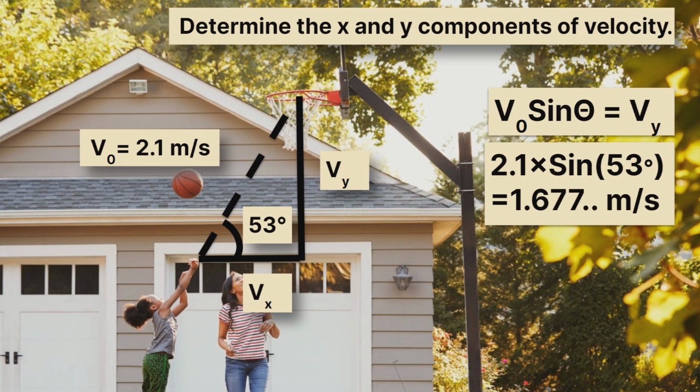Here, we're going to want to keep all of those digits if we're going to use this to solve a problem. Since the problem here is just determining the x and y components of velocity, we can go ahead and round. Because our 53 degrees and our initial velocity has 2 digits, we'll round to just 2 digits and get 1.7 meters per second. So that's the velocity just in the vertical direction.